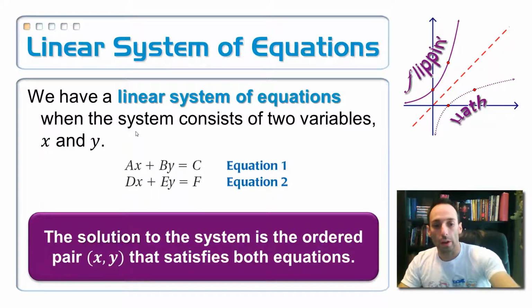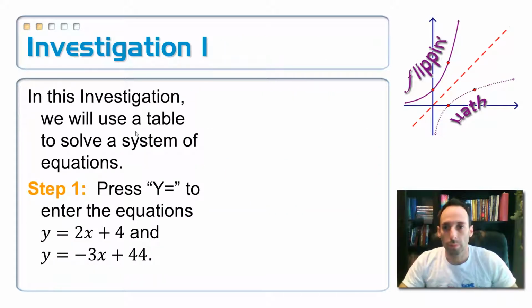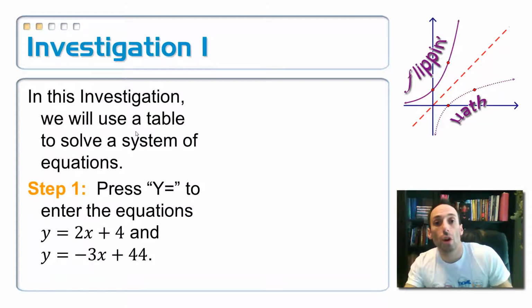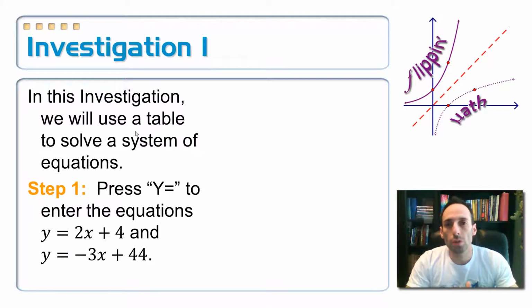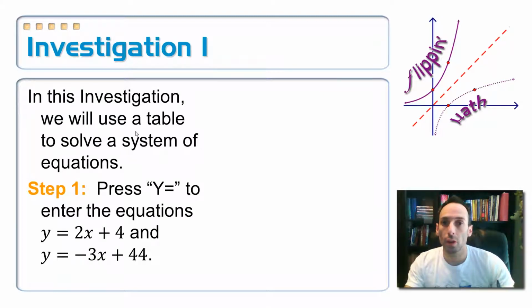All right, now I would like for you to get out your graphing calculator, because in this investigation we're going to use the graphing calculator and we're going to use the table on it in order to solve a system of equations. We're trying to find out where the x and the y are equal on both of the equations. So I'm going to assume that you have your calculator out. If you don't, why don't you pause and go get it? And if you have it on your computer here, just open up that emulator and let's get started.